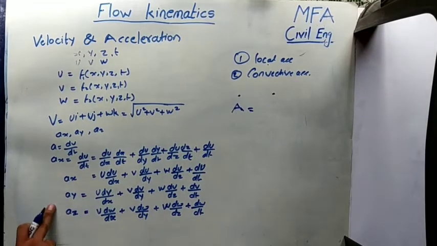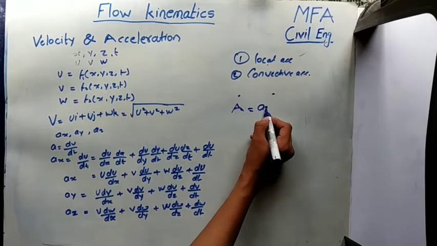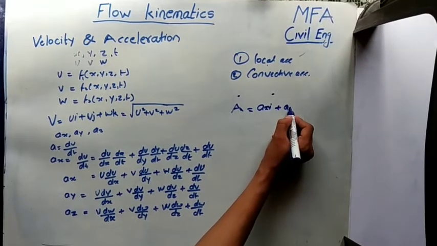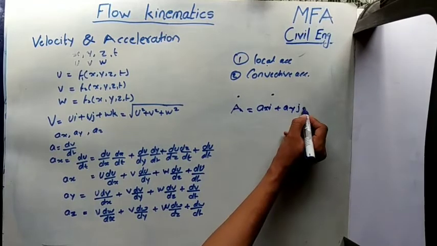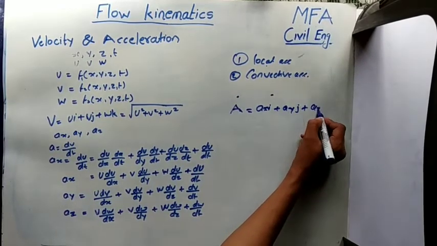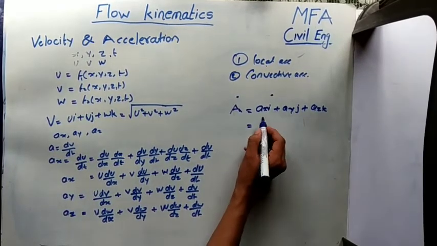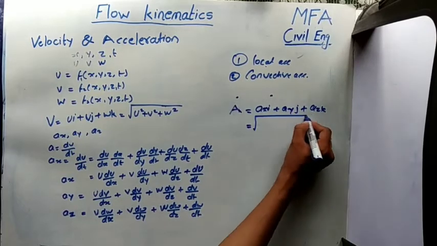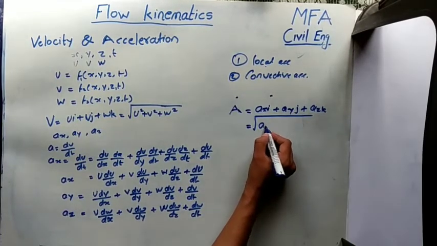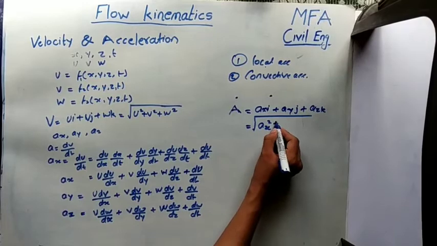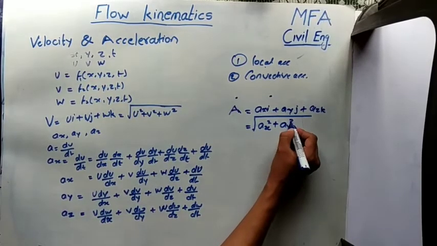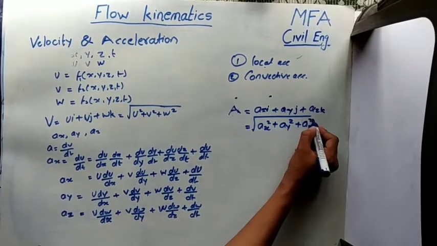The total or resultant acceleration at any point in a flow field can be obtained by the vector addition of the three acceleration components, that is ax i plus ay j plus az k. The magnitude of the acceleration can be obtained by putting the values into this root form as the square root of ax square plus ay square plus az square.